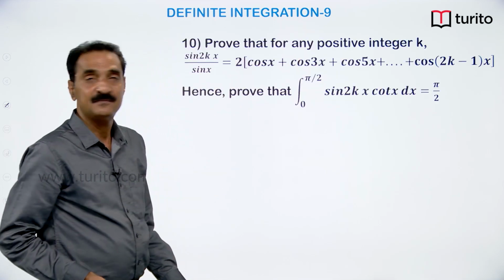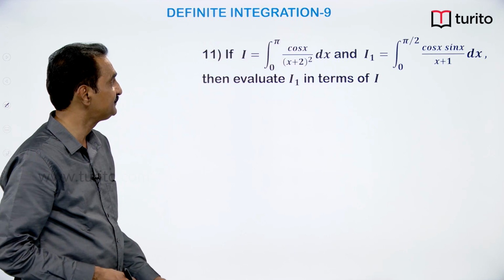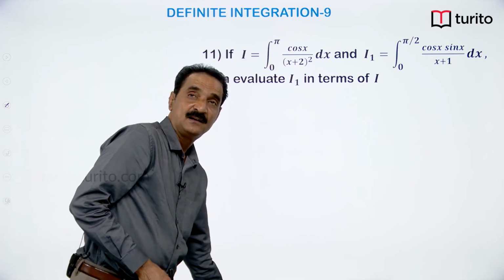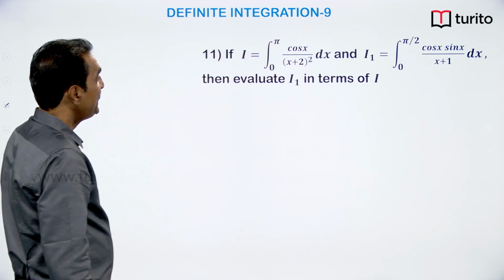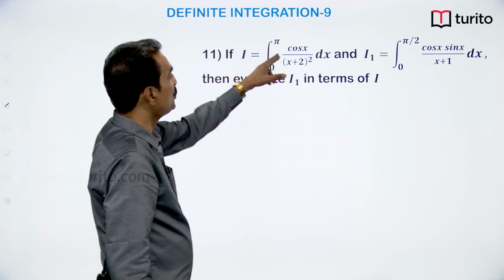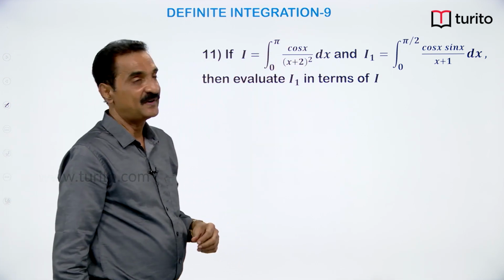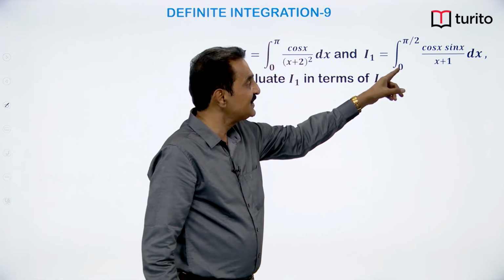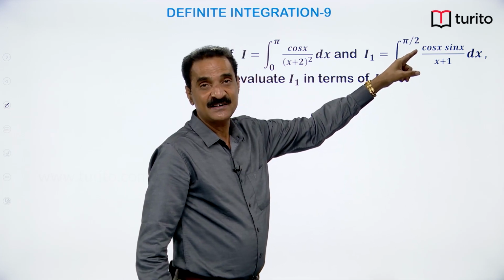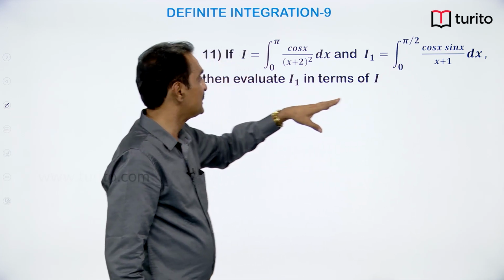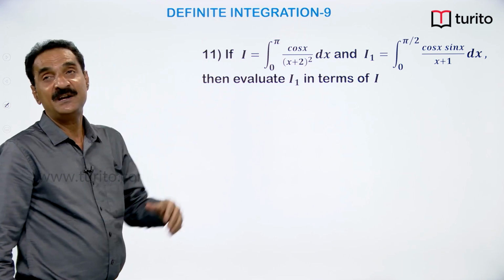This already we have done before this. I is equal to integral 0 to pi cos x by x plus 2 whole square. Then I1 is equal to integral 0 to pi by 2 cos x sin x by x plus 1. Then evaluate I1 in terms of I.